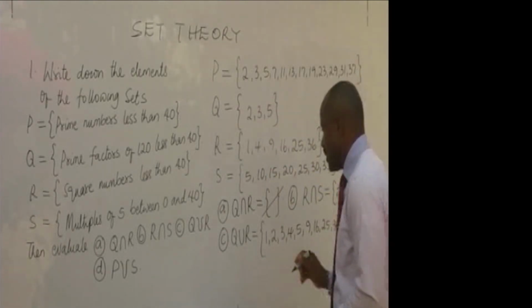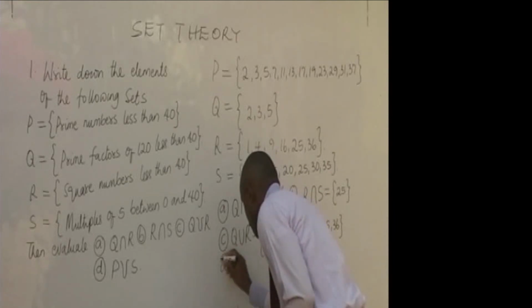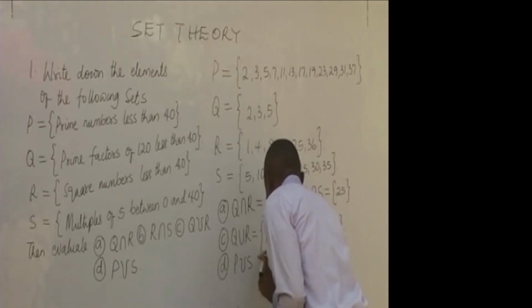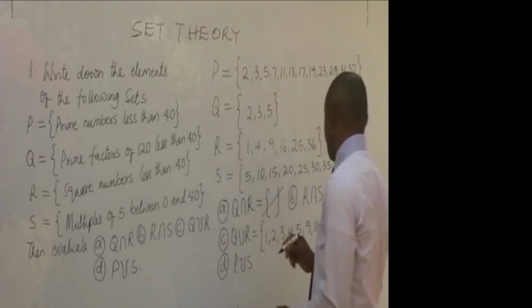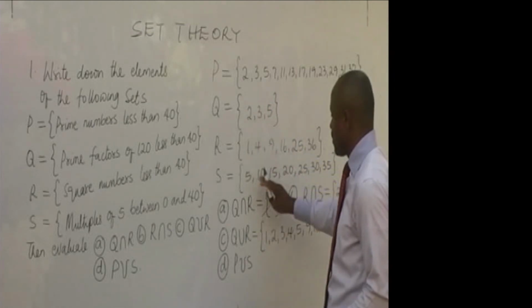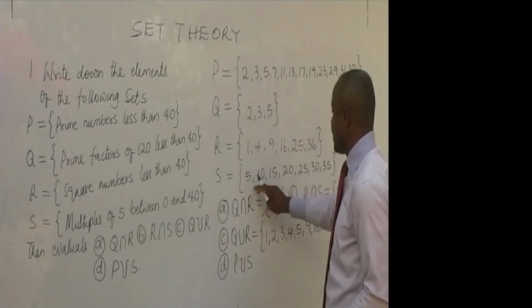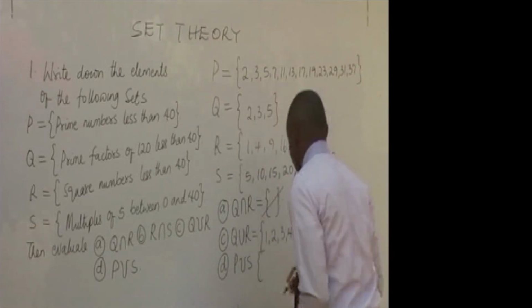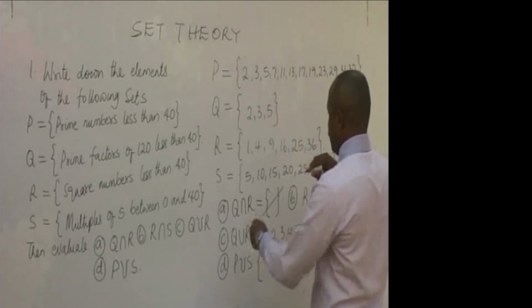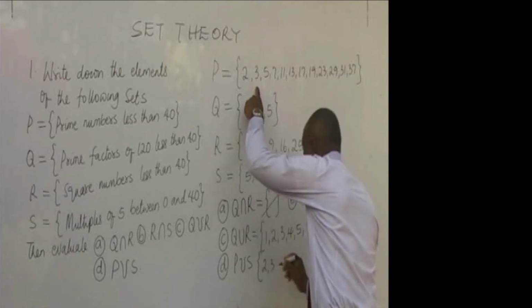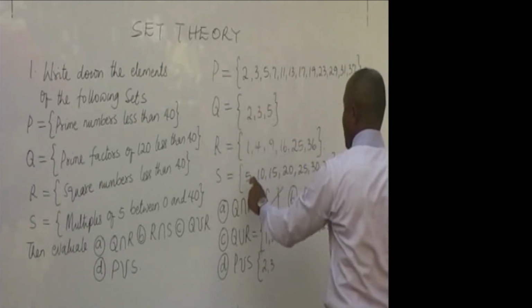The last but not the least is P union S. All the members of P and all the members of S. This is P and this is S. So let's go. We have 2, 3, 5. So we begin with 1, 5.